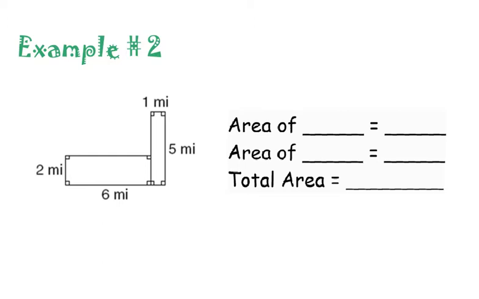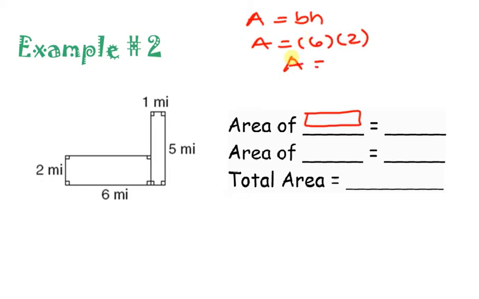All right, example number 2, and it looks like we have 2 rectangles that are attached to each other. So let's work with the horizontal rectangle first. So area of a rectangle is area equals base times height. And so we have area equals 6 is the base, 2 is the height. So 6 times 2. And so area equals 12. So it's going to be 12 miles squared.